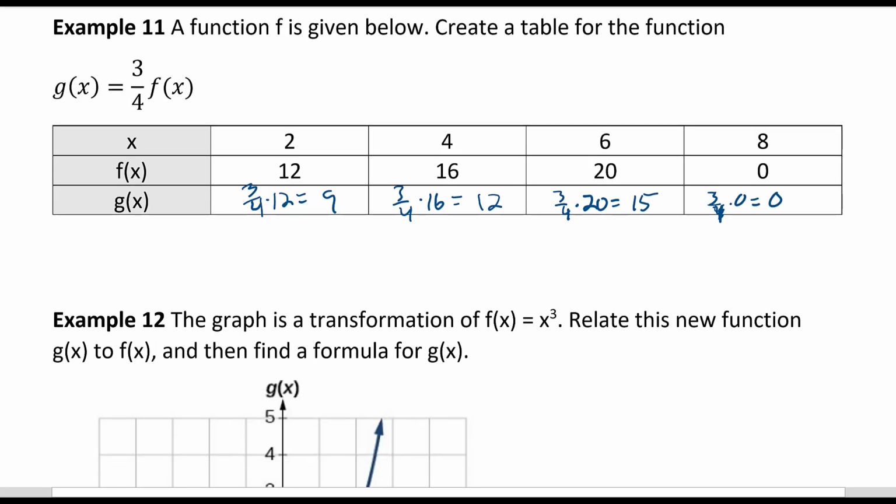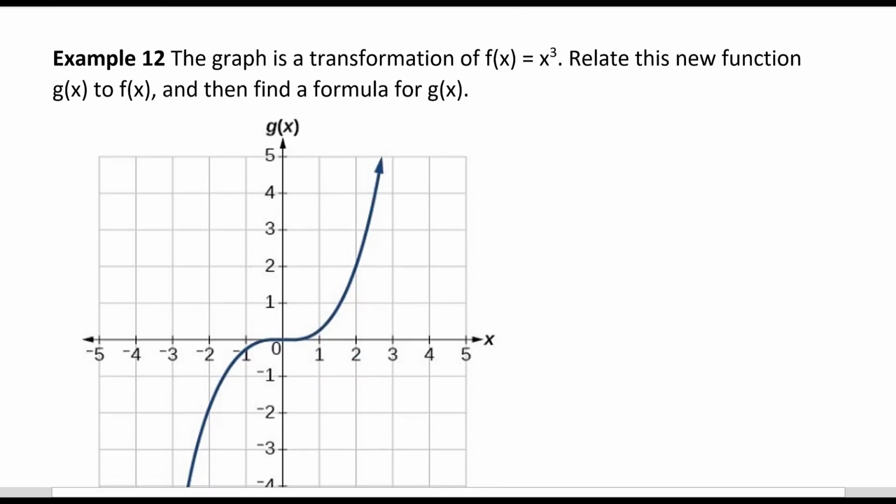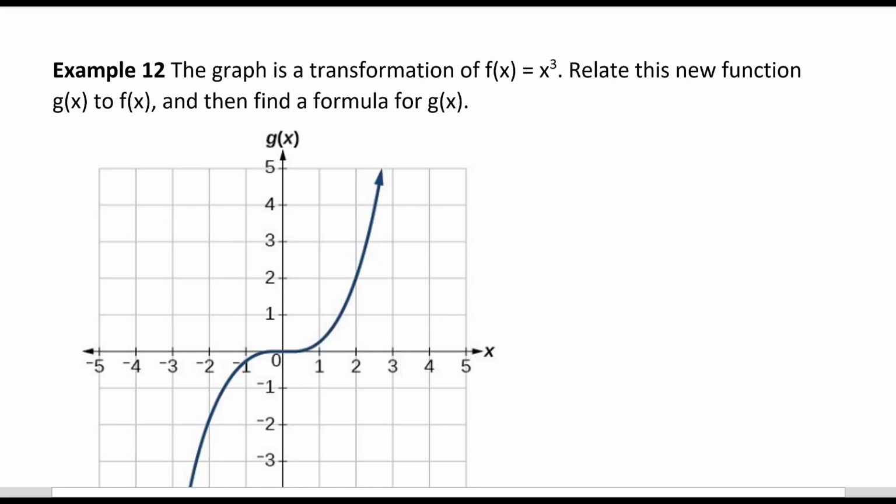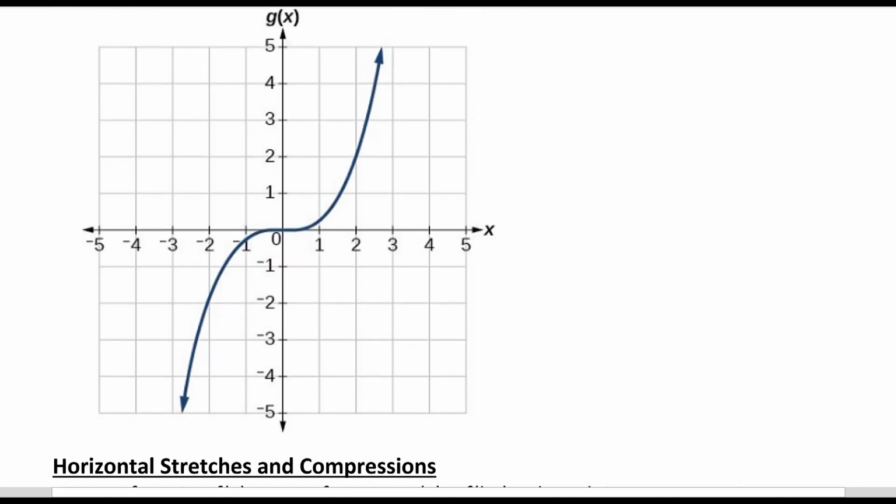Okay, now example 12. The graph is a transformation of f of x equals x cubed. Relate this new function g of x to f of x, and then find a formula for g of x. So our f of x would have gone through 0, 0, and 1, 1. And then it would have gone through 2, 8, so it'd be way up there. It would have gone through -1, -1, and -2, -8, so way down there.